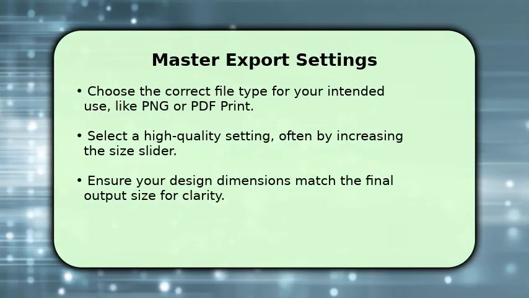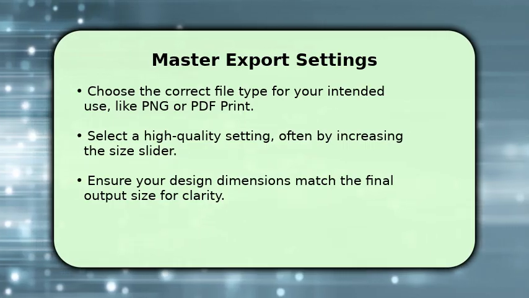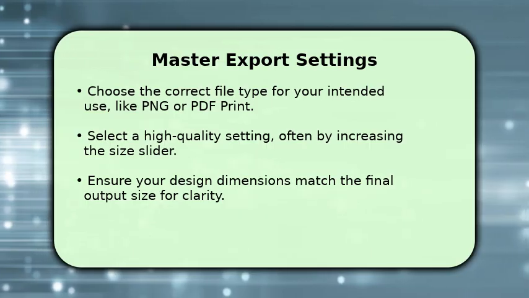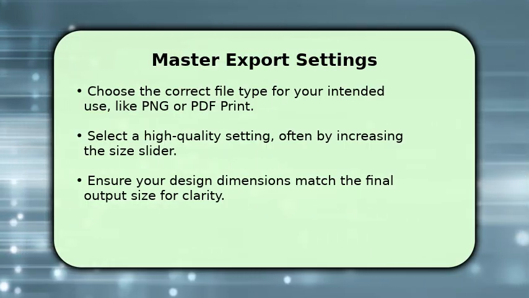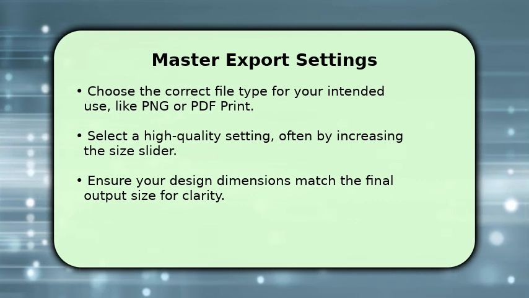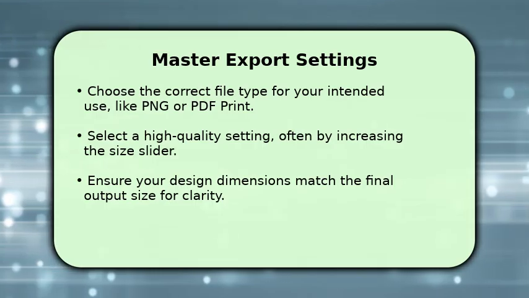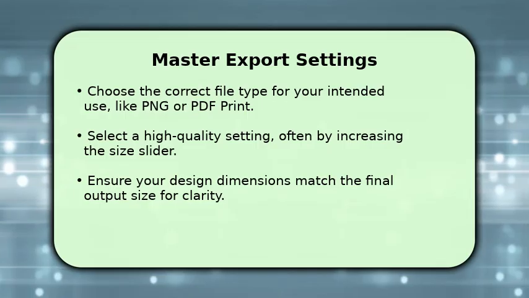Exporting correctly is crucial. For web use, PNG is generally best for crisp graphics and text, while PDF Print is ideal for professional printing at 300 dpi. When downloading, always drag the size slider to the maximum for the highest resolution. Also, confirm your Canva design's dimensions align with where it will be displayed to avoid unwanted compression.